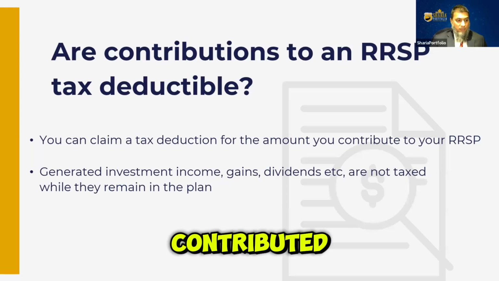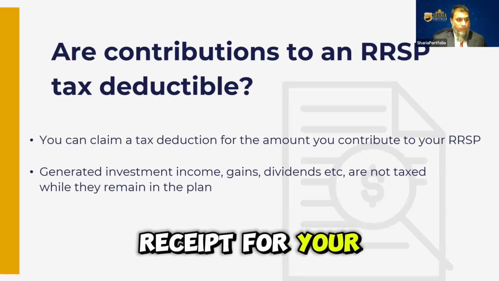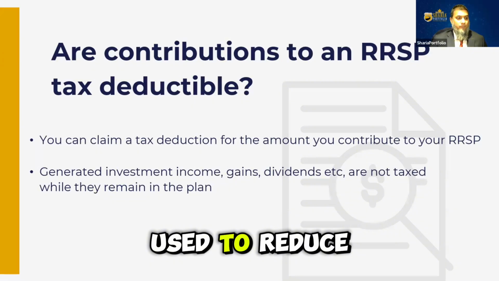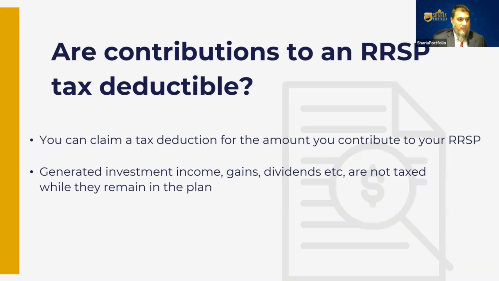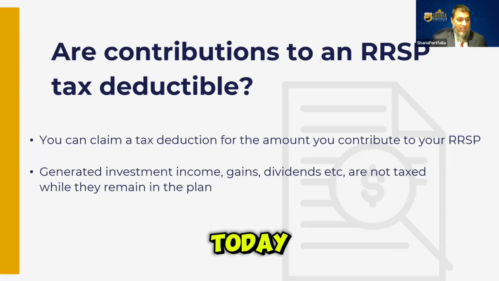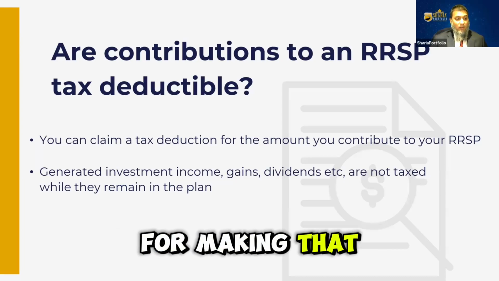But anything that's contributed, you do get a tax receipt for your contribution. And that tax receipt is then used to reduce your personal income tax when you're filing shortly after. So you get an immediate benefit today. You get a bit of a tax break today for making that contribution.